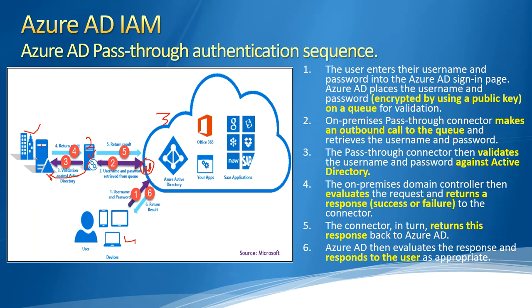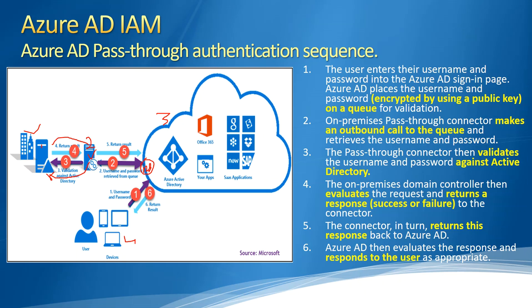Now that user can be a valid user, or the username and password could be valid or invalid. It returns the response over to the Azure AD Connect server, which has the pass-through connector installed on it. Once it receives the response, whether success or failure, it relays the result and posts it in this authentication queue to Azure Active Directory.